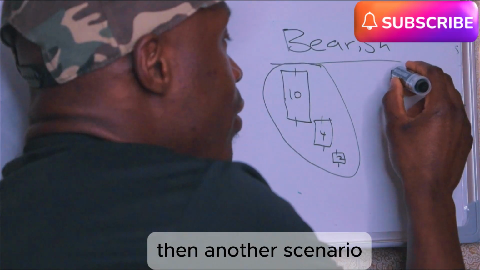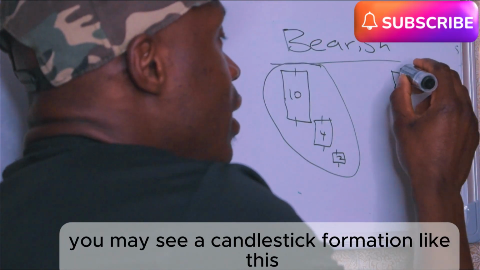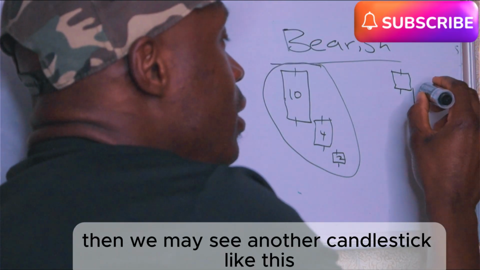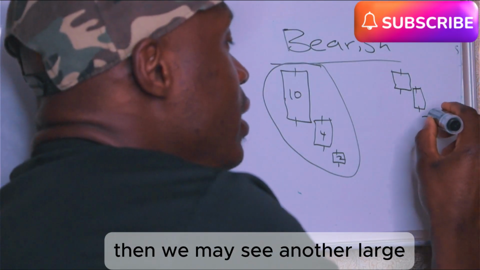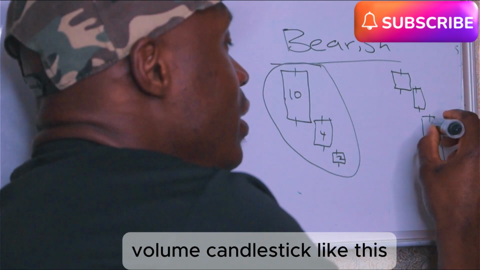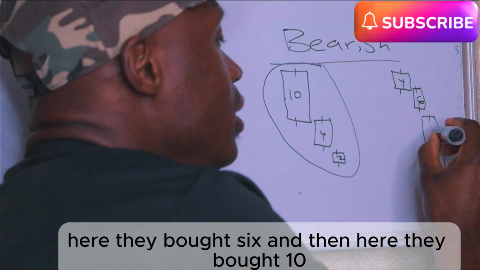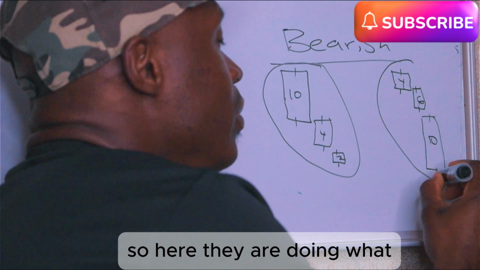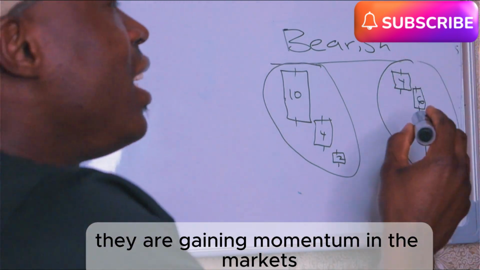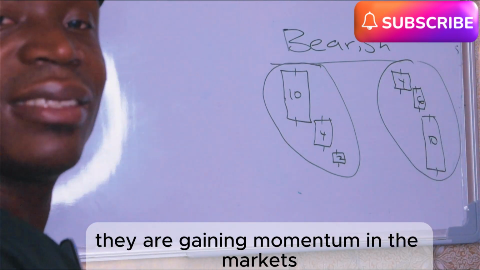Then another scenario, we may see a candlestick formation like this. Then we may see another candlestick like this. Then we may see another large volume candlestick like this. So here, if they sold 4, here they sold 6, and then here they sold 10, they are gaining momentum in the market.